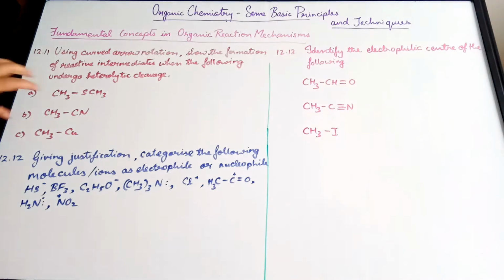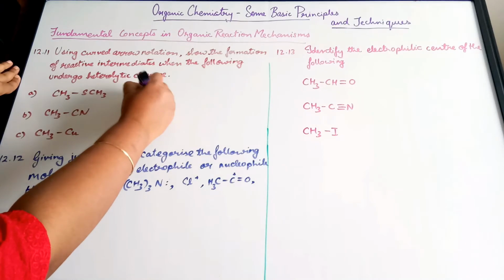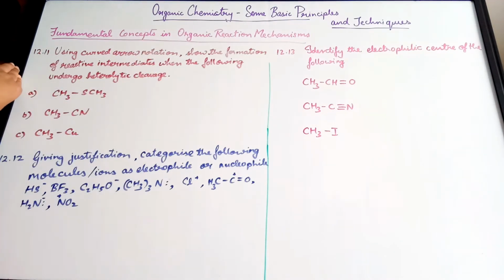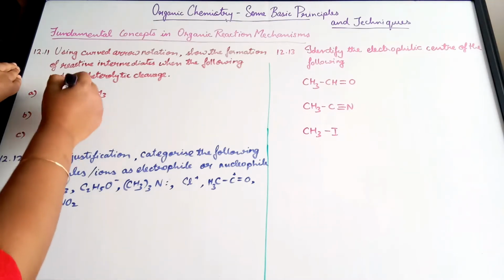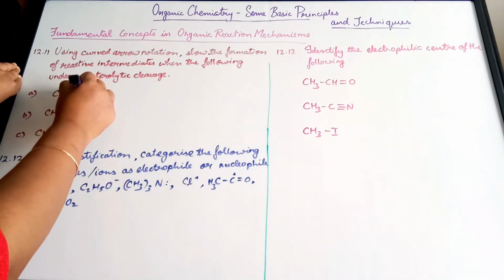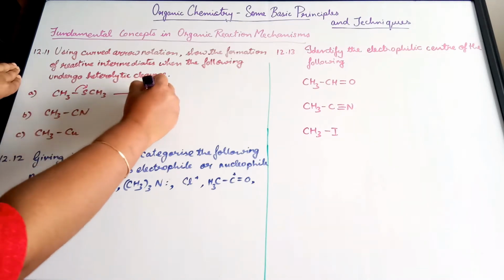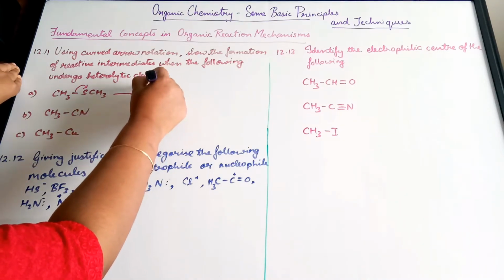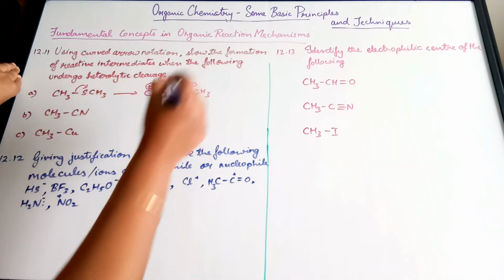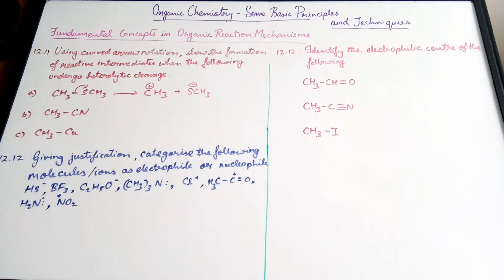So in case of CH3-SCH3, there's a bond between carbon and sulfur. So that's basically going to be like this, right? Compared to carbon, sulfur is more electronegative. This means that the lone pair of electrons of the bond will go towards the sulfur, leaving CH3 with a positive charge plus SCH3 with a negative charge.